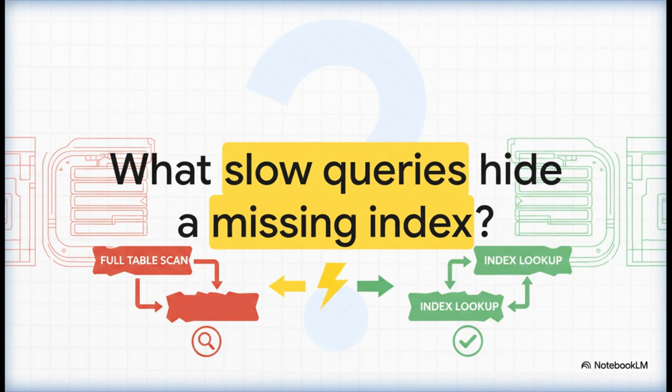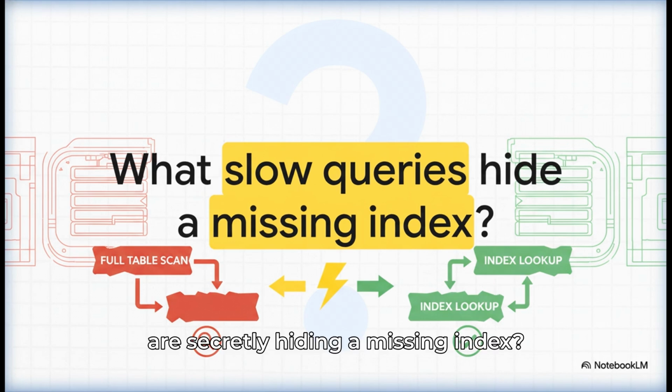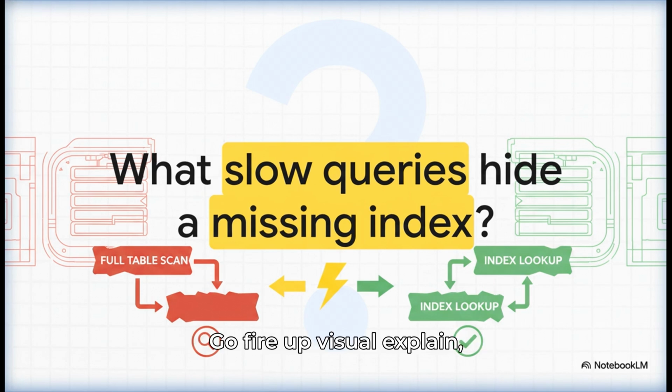So I'm going to leave you with this. What other slow queries in your system right now are secretly hiding a missing index? Go fire up Visual Explain, hunt down those red nodes, and turn them green.